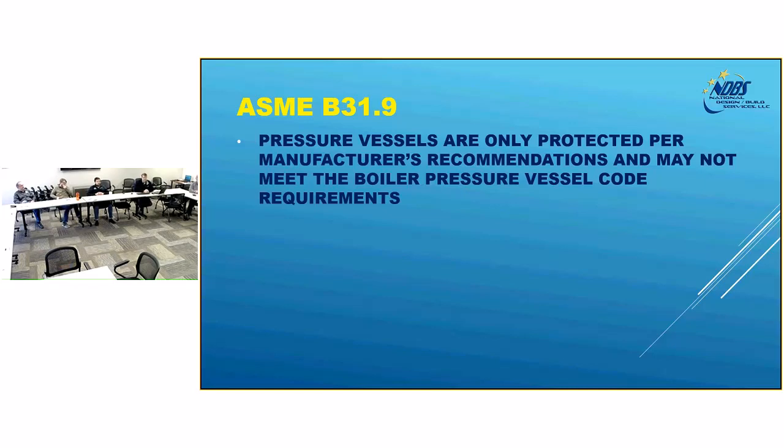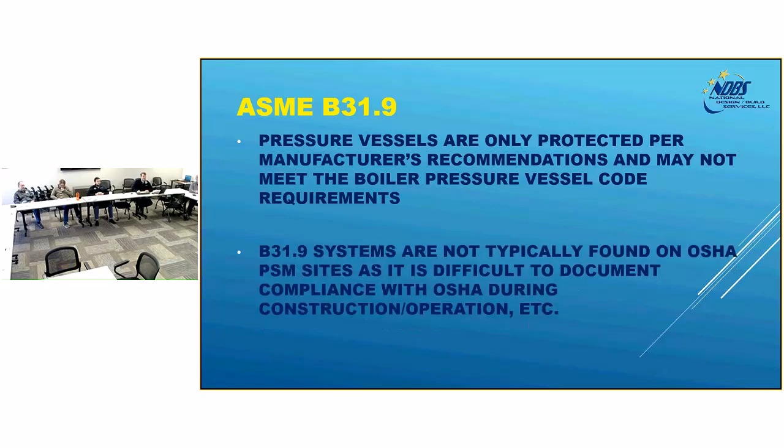So typically with B31.9 systems, the pressure vessels are only protected to meet the minimum pressure vessel code requirement. So if you buy a boiler from Midwest, it's going to be a Section 8. It's going to have its own pop valve on it. No special calculations, no special anything. It just meets the minimum requirements because of the B31.9 system.